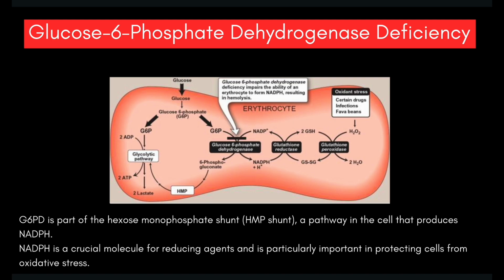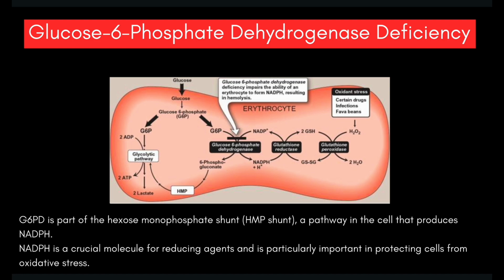Now, I'm going to go through some specific facts regarding the epidemiology, the inheritance, the triggers, and the diagnostics, alongside the treatments and preventive measures. So let's go ahead and get started. So for epidemiology, G6PD deficiency is one of the most common enzyme deficiencies globally. It affects males more frequently than females, as the gene responsible is located on the X chromosome. It is more prevalent in certain populations, including those of African, Mediterranean, and Southeast Asian descent.